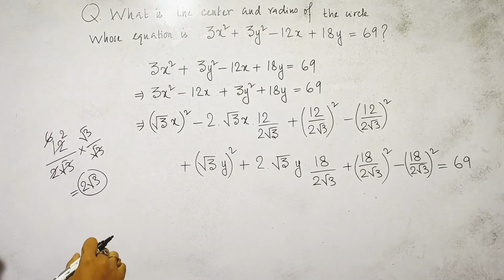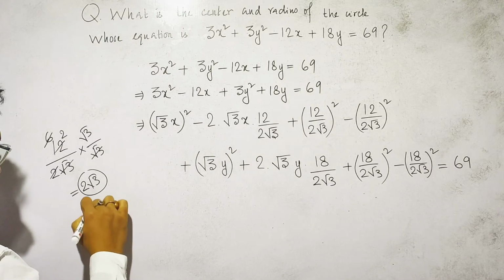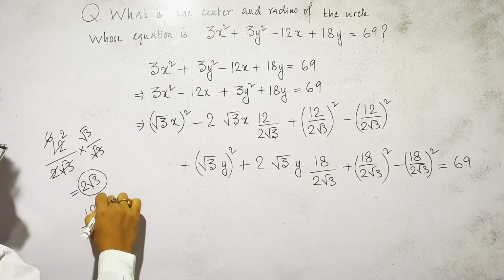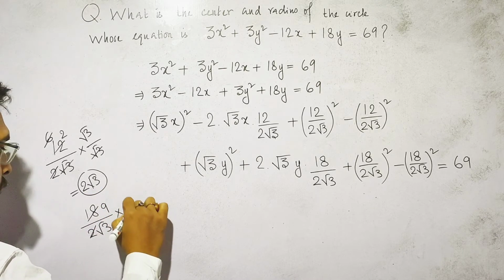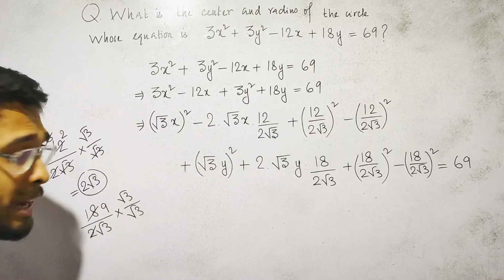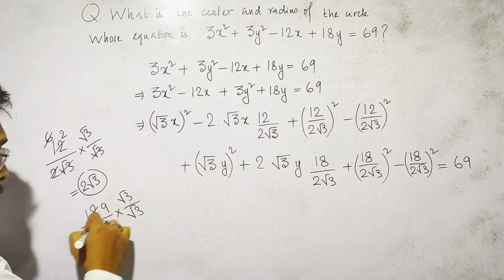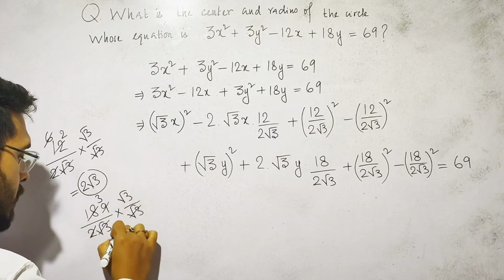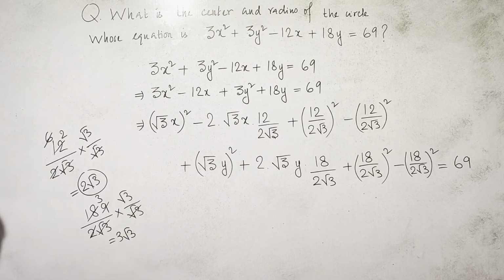Now let us check for 18 by 2 root 3. Again I can cut this, I can make it 9. Again I'm going to rationalize this thing, so I will multiply the numerator and denominator by root 3. Root 3 and root 3 becomes 3, and 3 cuts 9 with 3 again. So it will be 3 root 3. So 12 by 2 root 3 becomes 2 root 3, and 18 by 2 root 3 becomes 3 root 3.